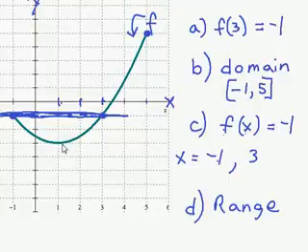The range, okay, think how low does it get, how high does it get? Looks like it gets from -3 to 5, all the way up to 1, 2, 3, 4, 5. So -3 to 5.